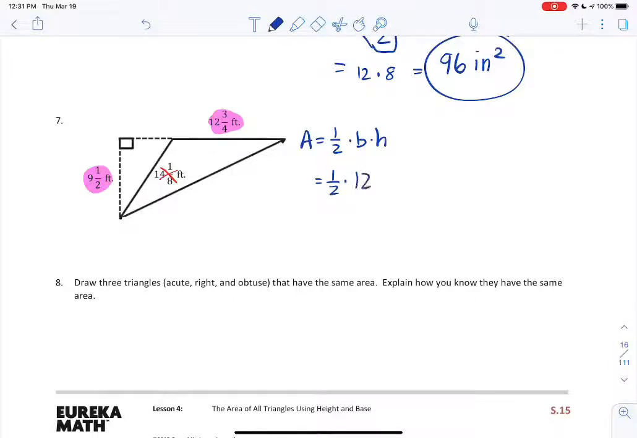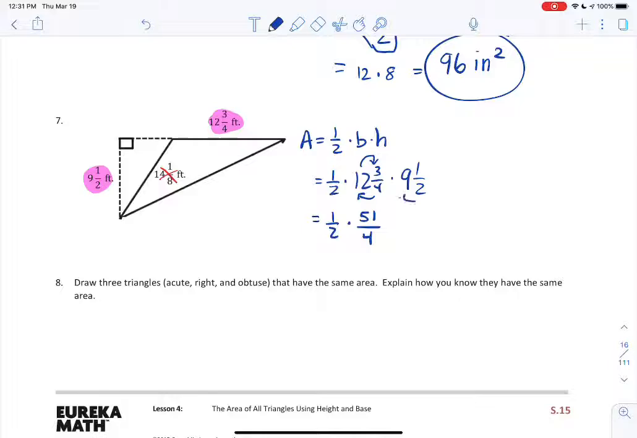So if the base is 12 3/4 and the height is 9 1/2, now when I'm multiplying numbers with mixed numbers, like 12 3/4 is a mixed number, what I want to do is convert it into an improper fraction. So 1/2 doesn't change. This converts. 4 times 12 is 48. 48 plus 3 is 51. So I get 51 and keep the denominator, which was 4.